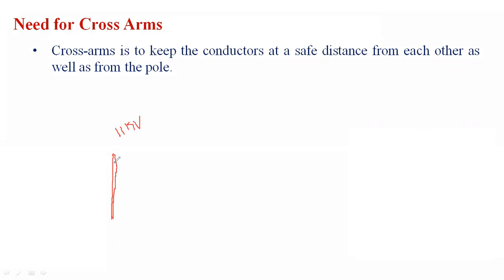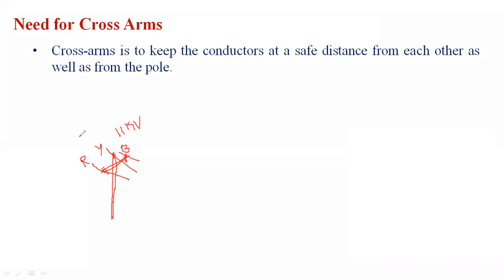Here, less than 1 or 1.5 feet, they are fixed for the cross arms. In the cross arms, the fitting of the insulator, and the top of the insulator groove, they are taken for the conductor. For example, we can take this as R phase, Y phase, and another one for the B phase.